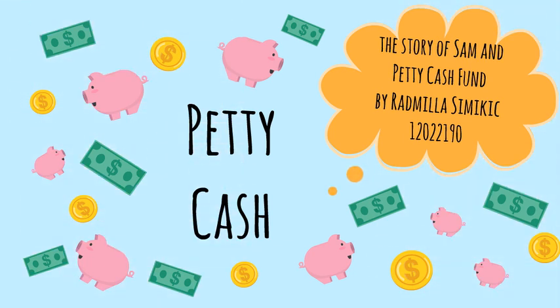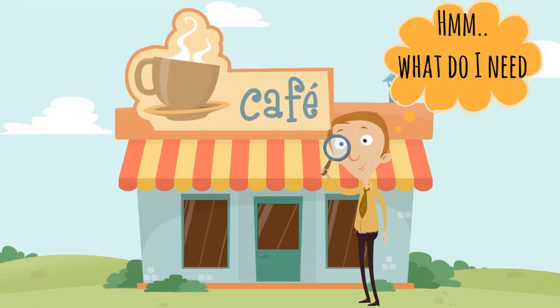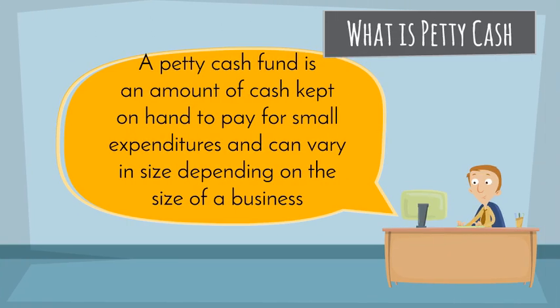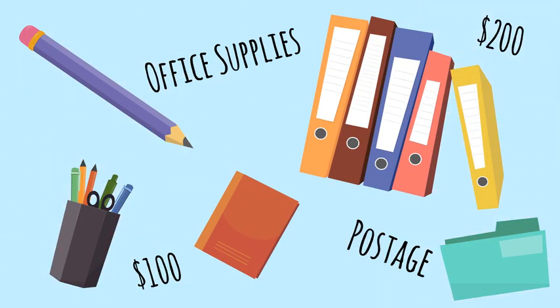Today we'll be covering petty cash through the use of Sam. Sam has just opened a cafe and wants to create a petty cash fund and has found the following information. Petty cash is a determined amount of money that is used to pay for minor expenses. The amount of money and that expenditure can vary depending on the size and type of business.